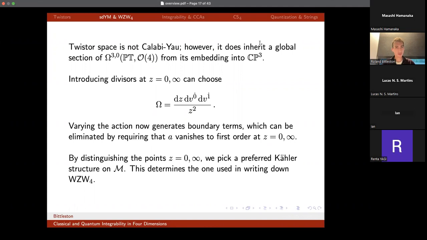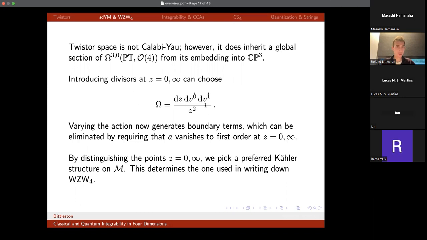In fact, you can think of CP3 as the twistor space of the one-point compactification of R4. It's the twistor space of the 4-sphere. And you can just pull back the natural weighted 3-0 form on CP3. So to find a suitable omega, we need to introduce divisors. We need to remove the weight in O(4), and we do that by introducing poles in the measure. And natural to put those at 0 and infinity. So the omega has this form.